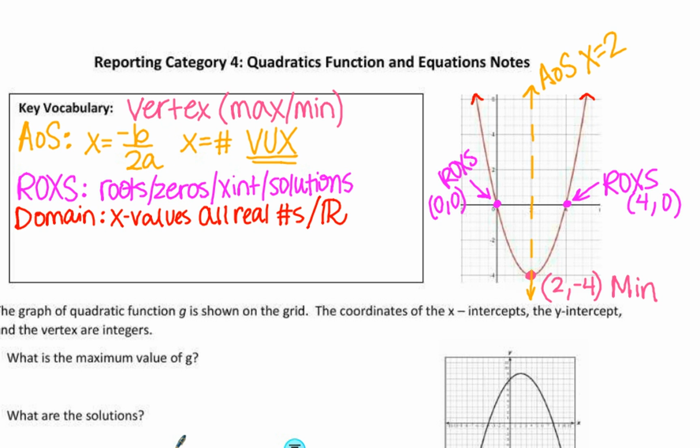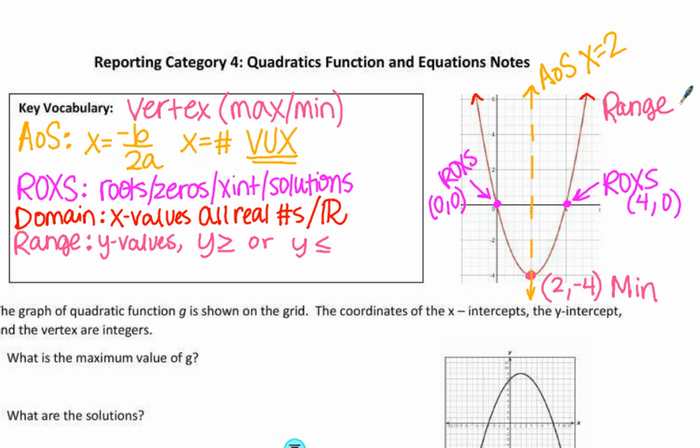All right, then we have our range. The range is talking about our y values. Range, y values, it's always going to be y is greater than or equal to, or y is less than or equal to, and it relates to the y value of our vertex. So if I look here at the y value of my vertex, this would be the lowest point of my y values. So the lowest point would be down here at -4. And it's anything greater than that, so y is greater than or equal to -4.